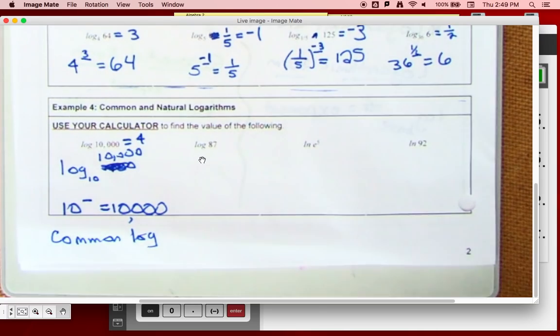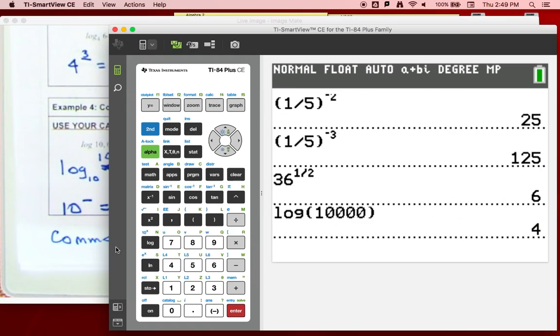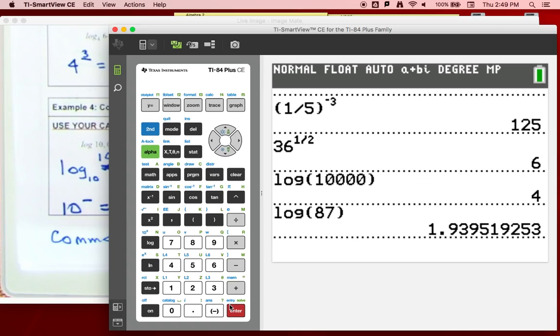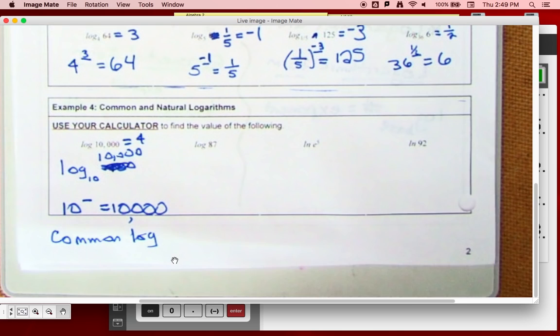So if I want to do the logarithm of 87, that's obviously not going to come out even. I know it's going to be somewhere between 1 and 2 because 10 to the first power is 10, but 10 to the second power is going to be 100. And 87 falls between 10 and 100. So all we've got to do, log 87, bam, 1.9395. I'm going to take out a few decimal places, 1.9395.